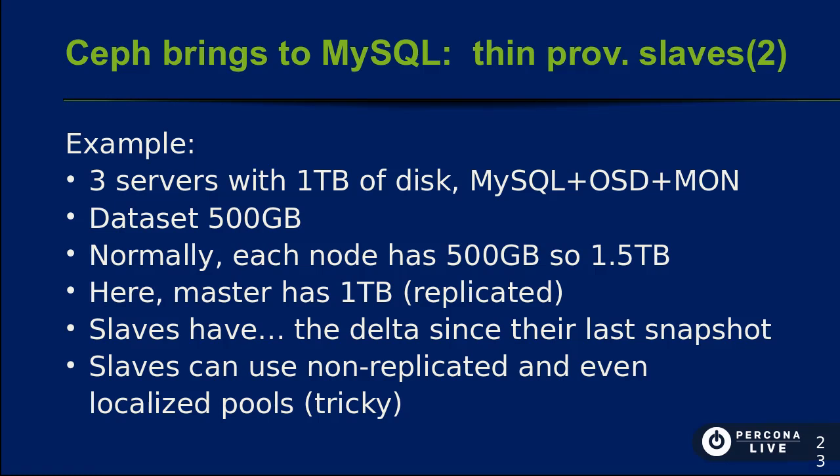Also, which is very interesting, the slaves are just there for reads. So for what they have changed on disk, if the slave server crashes, you don't care. So you don't need to put that data inside a replicated pool. It can be a non-replicated pool. And that's a bit tricky to do, you can also localize a pool to one specific OSD node, in order to save the network hop when the slaves write their delta pages.